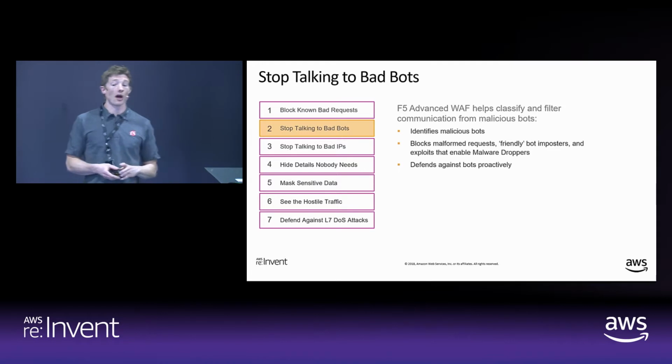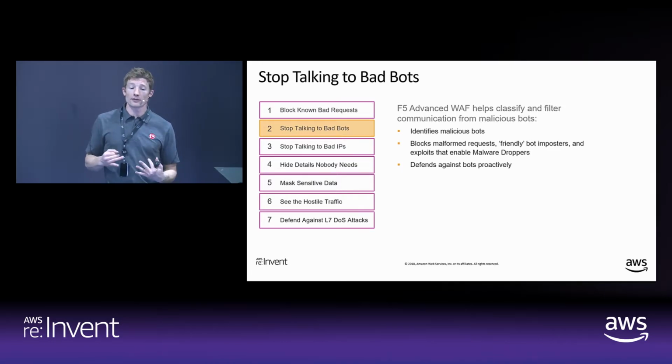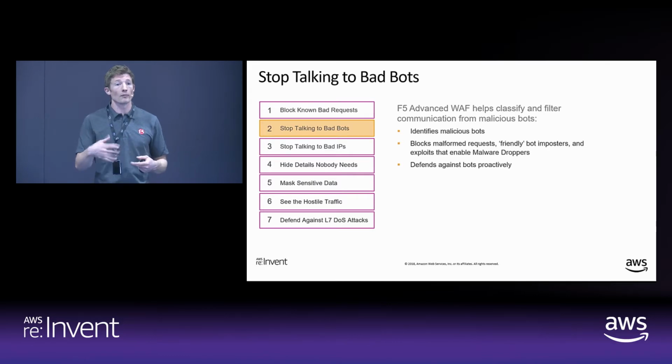We also need to stop talking to bad bots. That means that you have to be able to classify and filter the ingress traffic and know what's good and what's bad and who you should be communicating with and who it's not necessary to communicate with, right? One of the key aspects here is that you not only need to identify malicious bots, but you need to be able to identify good bots or wanted automation, right? People are using things like Siri and Alexa all the time, more and more. We know that there are good bots, so your technology has to be able to account for that.